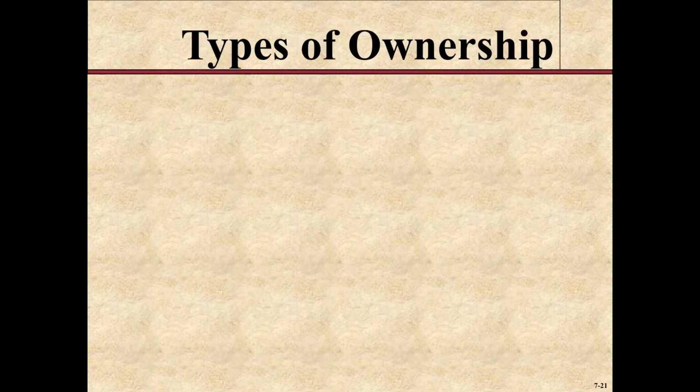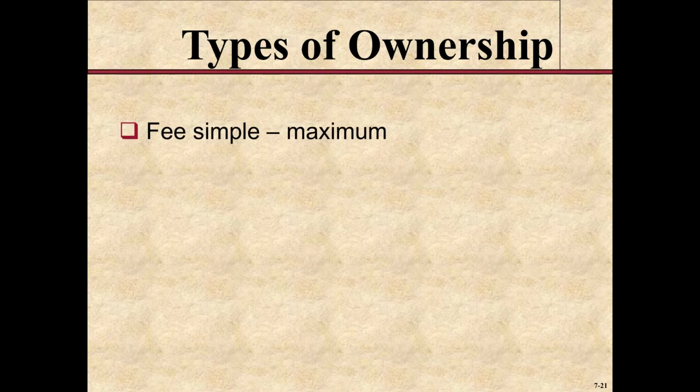So what are the types of ownership available? Let's talk about fee simple. This gives you the maximum capability in determining how property, land, can in fact be used. You have all of the rights associated with it.